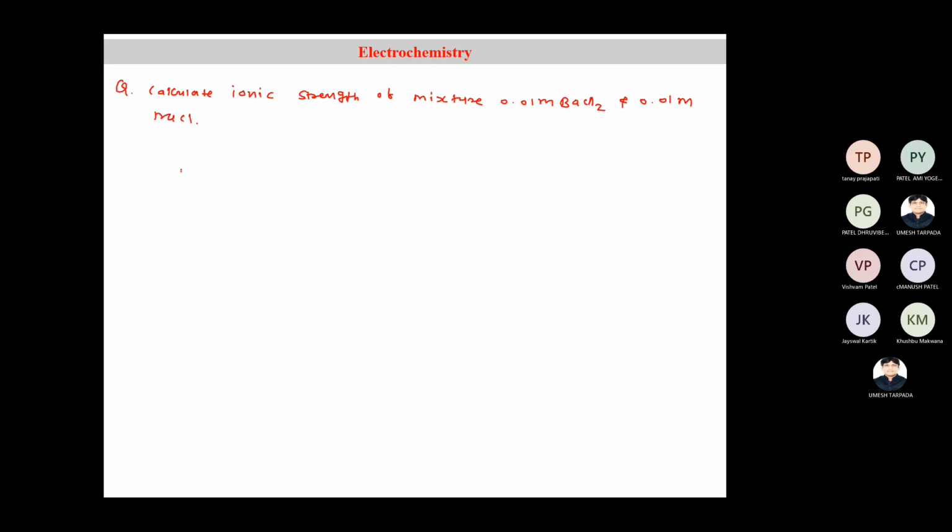How to calculate it? So see, this is BaCl2. It ionizes to give Ba plus 2 and 2Cl minus. Its concentration is 0.01, and here it is 2 moles, so 2 into 0.01 is equal to 0.02. Now you can go for the ionic strength calculation, 1/2 Ci Zi square. What is NaCl? NaCl is ionized to Na plus and Cl minus. Both are 1 mole.